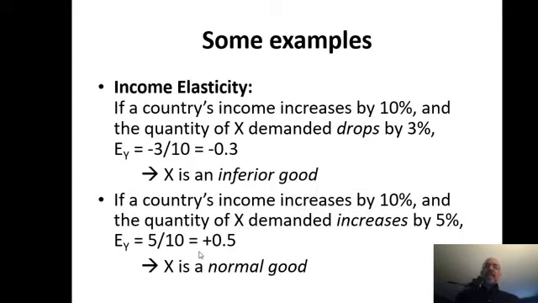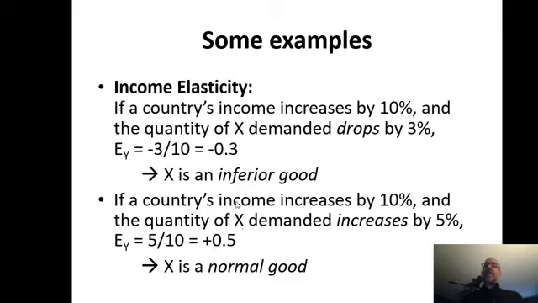With income elasticity, what if a country's income increases by 10% and the product X demanded drops, right? So in other words, richer people are buying less of a product. You can say it's negative 0.3, all right, 3 over 10. That is inferior because it's negative. Right? But what happens if income increases by 10% and the quantity of X increases by 5%? You can say 5 over 10 is 0.5. It's positive, so it's a normal good.